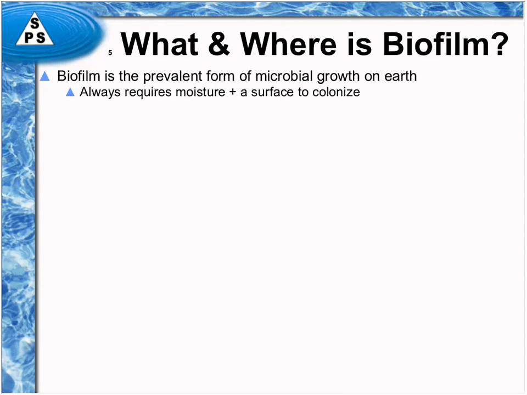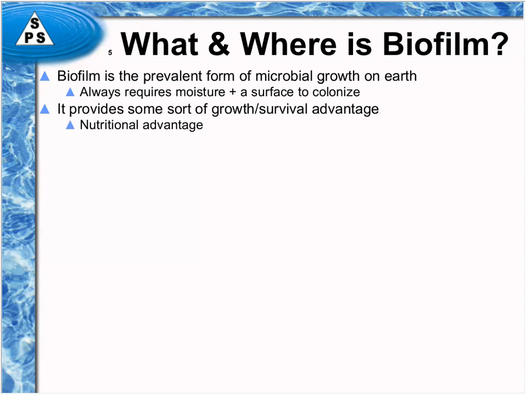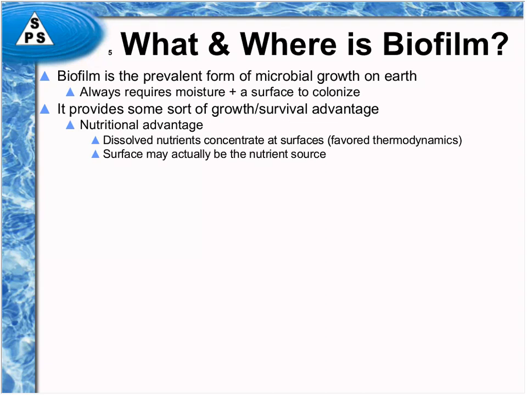Biofilm always requires moisture and a surface to colonize, and it grows in this form because it always provides some sort of growth or survival advantage. It may be nutritional, in which case the nutrients that the organisms use tend to concentrate on these inert surfaces, because of favorable thermodynamics for dissolved molecules associating with surfaces. Or it may be because the surface itself is a nutrient.